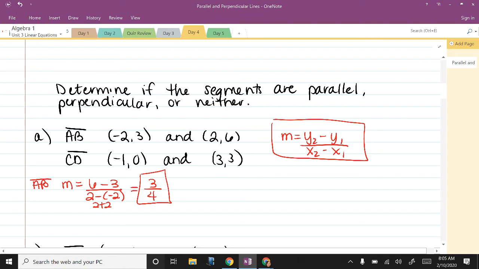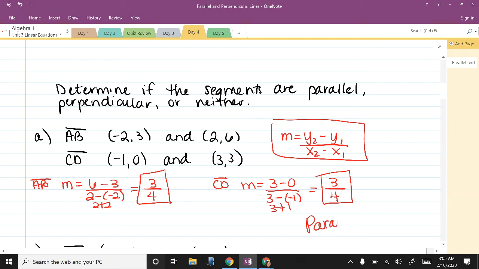Well, if I get 3/4 for segment CD, then they're parallel, aren't they? So for CD, Y2 minus Y1, 3 minus 0 over 3 minus, I do double negatives and fix them, because if not, I mess up my signs. 3 plus 1 is... Do they have the same slope? So what do I say about those 2 line segments? They are parallel because they have the same slope. Exact same slope means they're parallel.